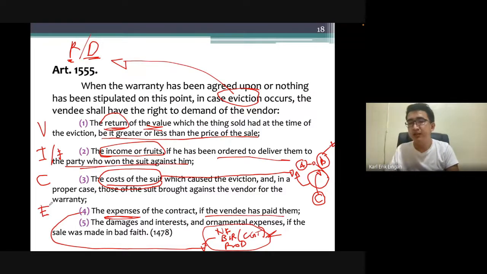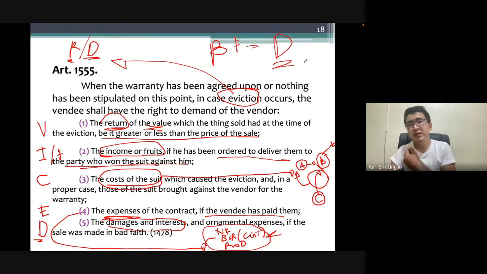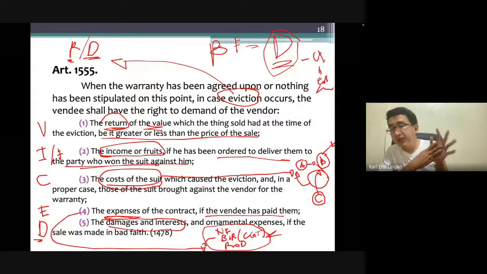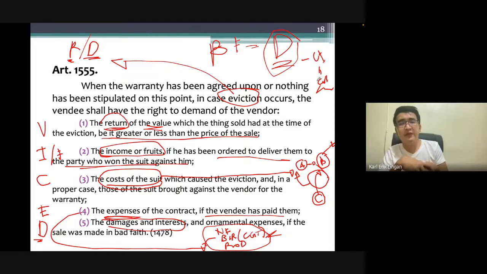The damages and interest or ornamental expenses if the sale was made in bad faith. Tandaan, basta merong bad faith sa civil law, one is always liable for damages. Itong damages na ito yung civil indemnity or cash. Okay? So, hindi lang yung value ng thing, yung potential income or fruits that may have been earned, the costs of the suit, of initiating the suit, the expenses of the contract, and the damages and interest if there is bad faith. Okay? That is Article 1555.